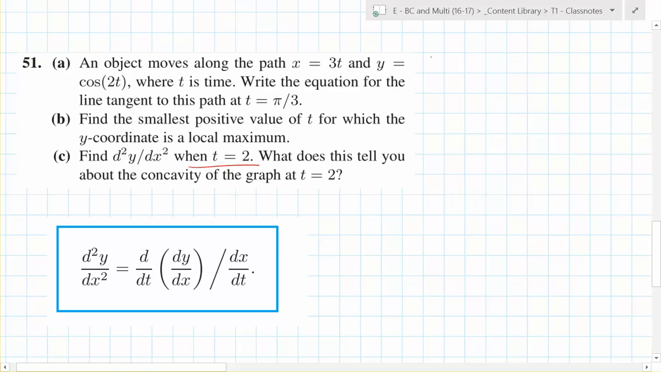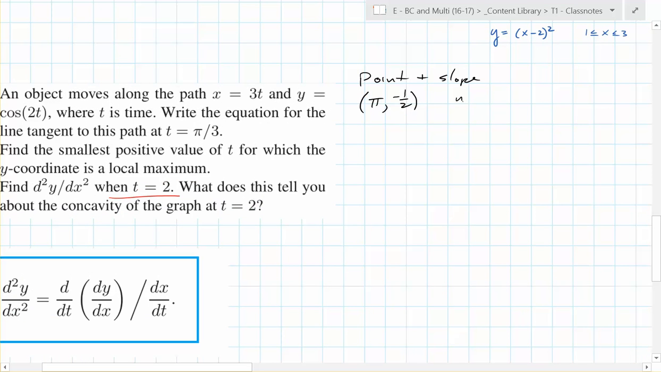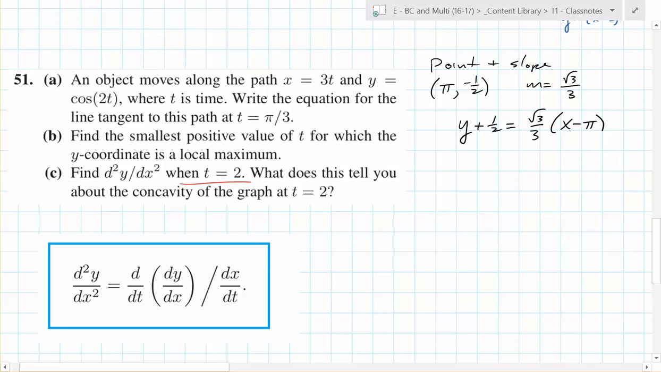Things you need for the equation of a line: you need a point and slope. Anybody have the point? What's the point? Pi comma what? I think it's negative a half, right? Is that right? And what's the slope going to be? Radical 3 over 3, I think, right? So what's the equation? y plus a half equals root 3 over 3 times x minus pi. I'm pretty sure that's right. Do people agree with that? That's what I got. We good? Erica agrees? Awesome. Okay, do part B.